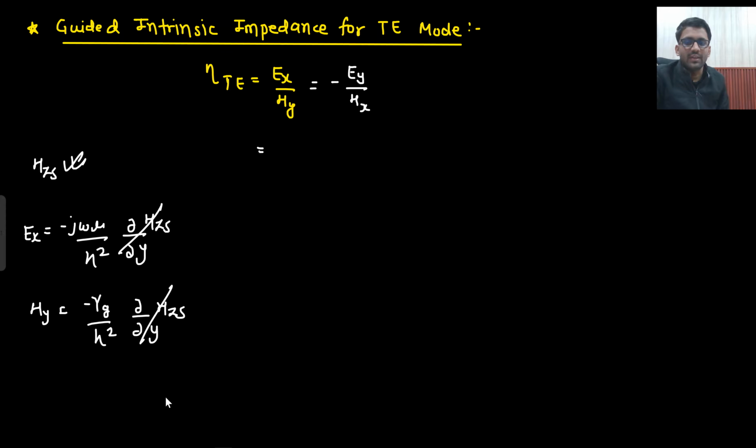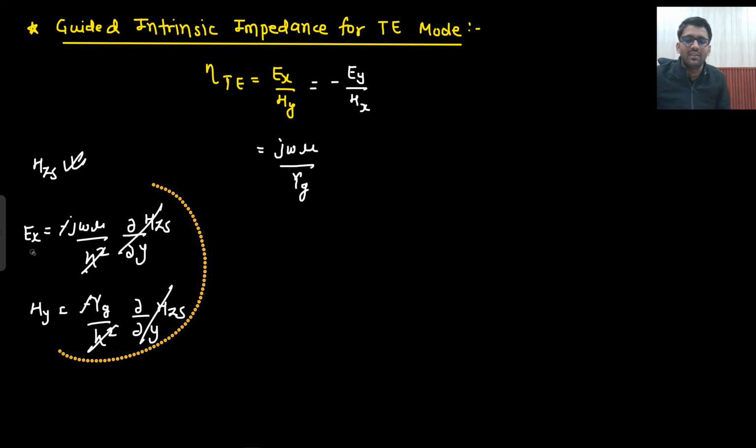So this and this will get cancelled. H square and h square will get cancelled. Minus minus will get cancelled. So what am I left with? I am left with j omega mu upon gamma g. Very easily I derived it, right? I just need to get the ratio. So this gets cancelled, this gets cancelled. So this is what I am left with.